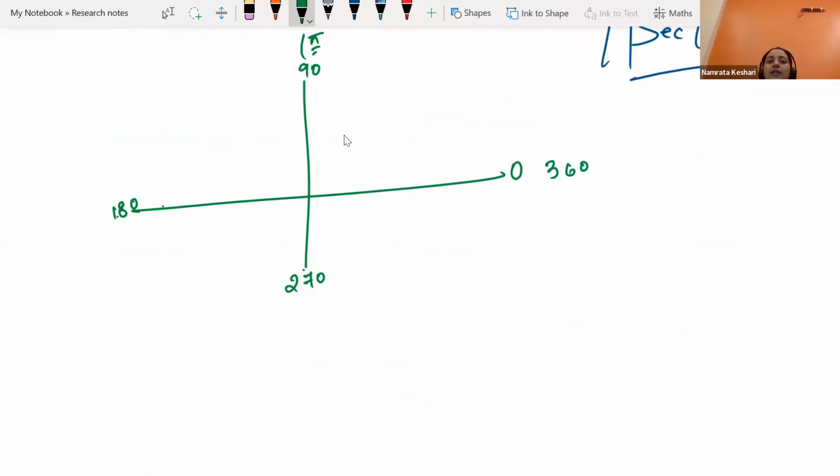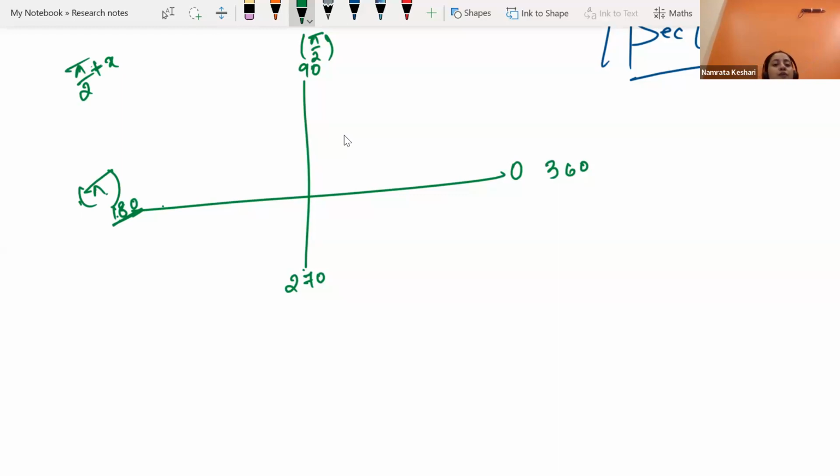Now, 90 degrees is known as pi by 2. If pi by 2 minus x is there, that means first quadrant. If pi by 2 plus x is there, that means second quadrant. Yes or no? Okay, this 180 degrees is known as pi. So whenever pi minus x is there, second quadrant. Pi plus x will be third quadrant, where x is a very tiny, very small angle.